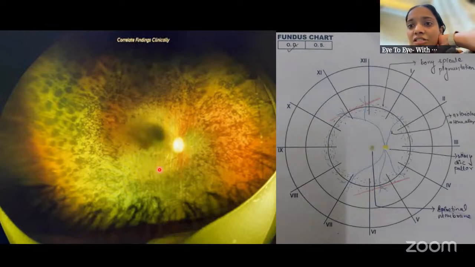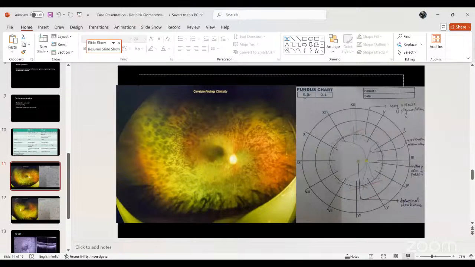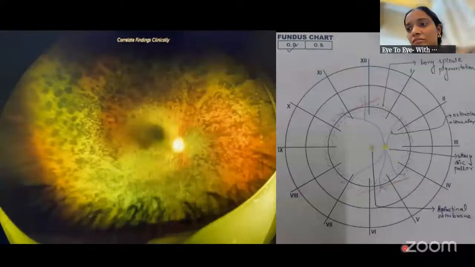There is a shiny greenish membrane in the right eye, I'm assuming. The PSC is obscuring the details. Let's go to the left eye. Are you there, Tejas? Yes, ma'am. Can we go to the left eye now?